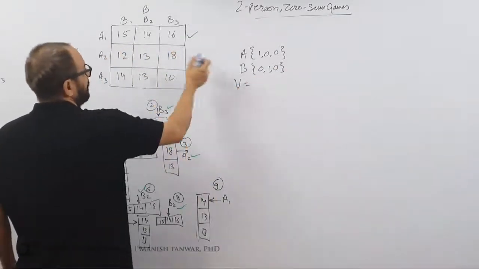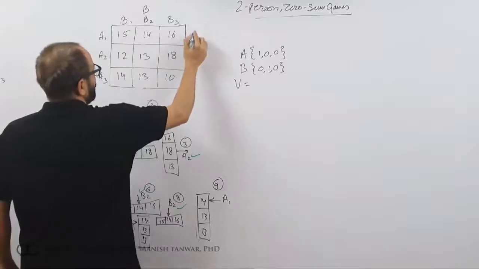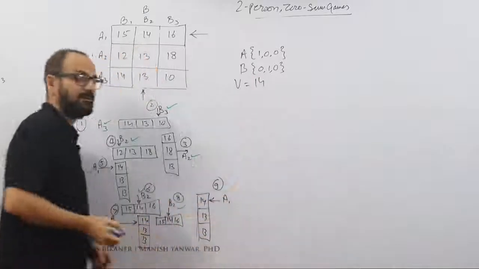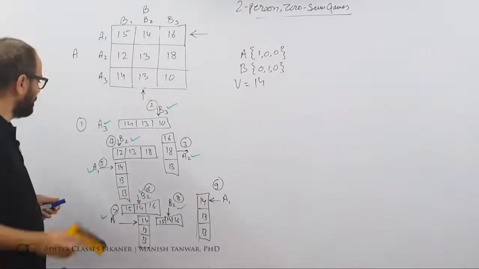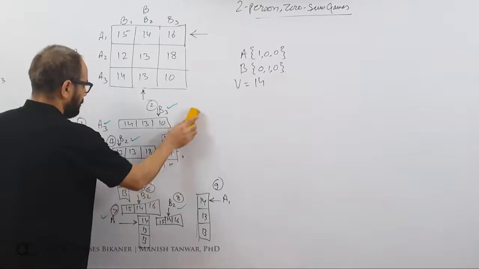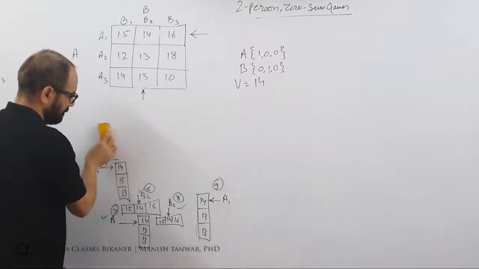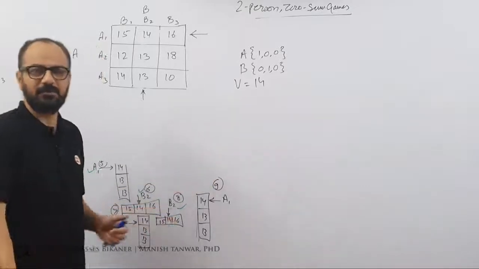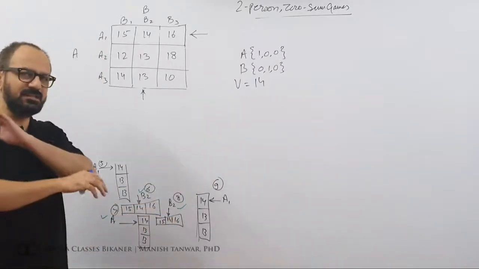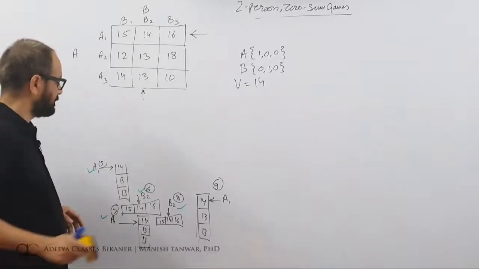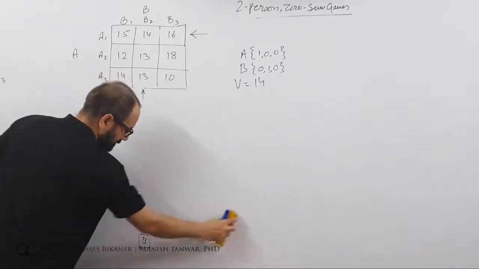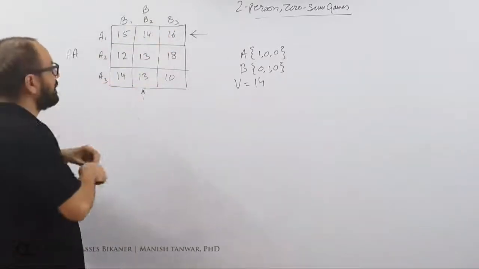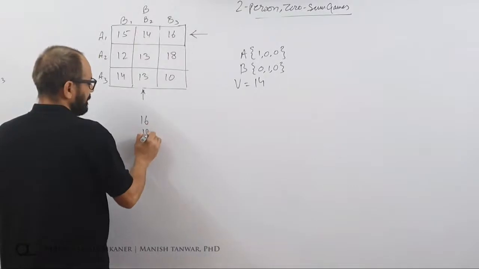Because it is a stable game, A is always going with this strategy, B is always going with this strategy, 14. Why are we calling it a stable game? Because if I remove first 3 rounds of this game, they are always sticking with A1, B2, A1, B2, A1, B2, A1, B2. You can start this game from anywhere. Now this time I will not be writing it down in this much detail. Let us say I start this game with B3. If you start this game with B3, you get 16, 18 and 10.